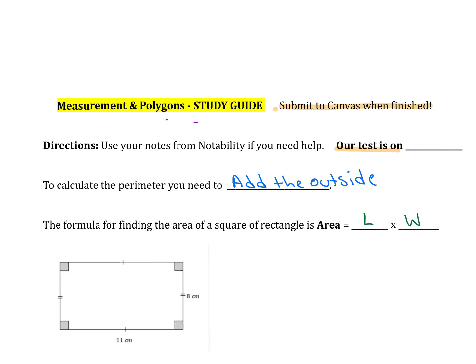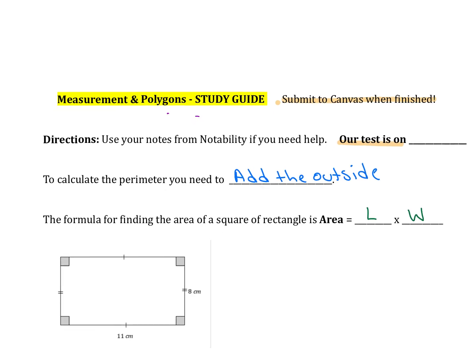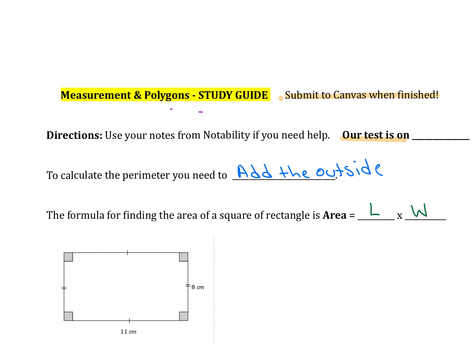Let's go ahead and review your study guide. Remember, our test is coming up next week. To calculate the perimeter, you should have written in here, we need to add the outside.